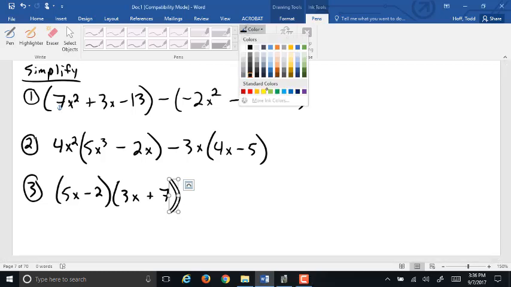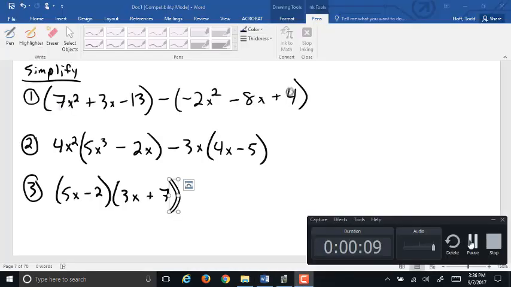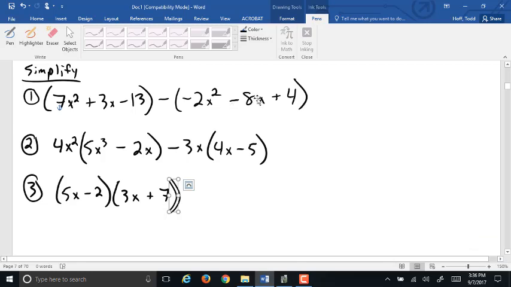So for the first one up here, again, some of you may have used the method of turning that minus into a plus and then changing the sign of every number in there. And if that's the way you did it, that's fine.